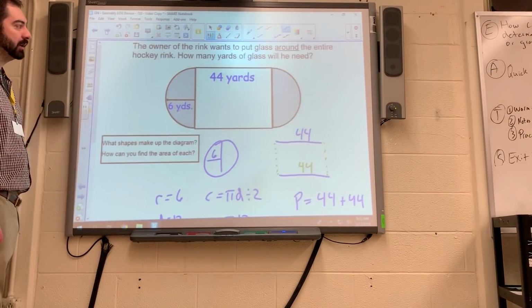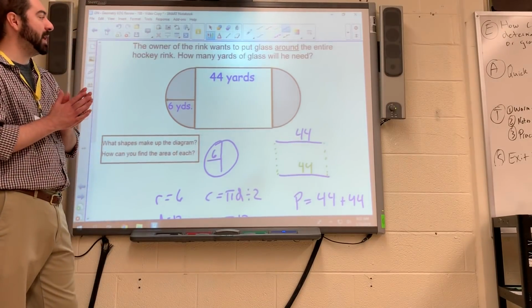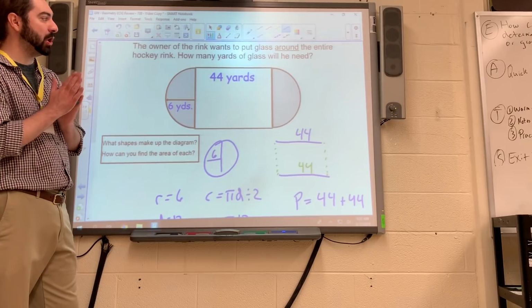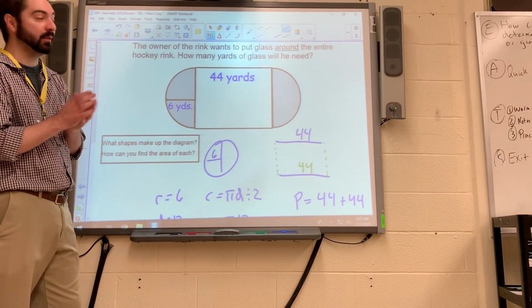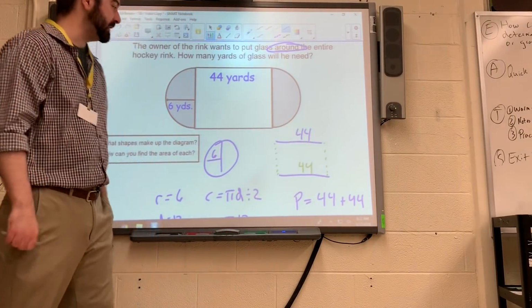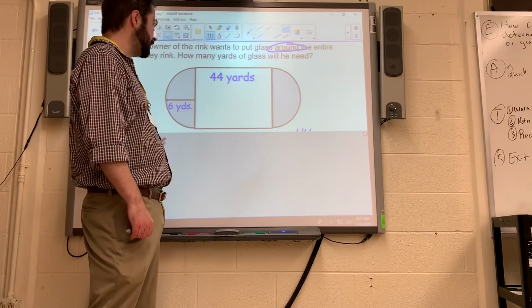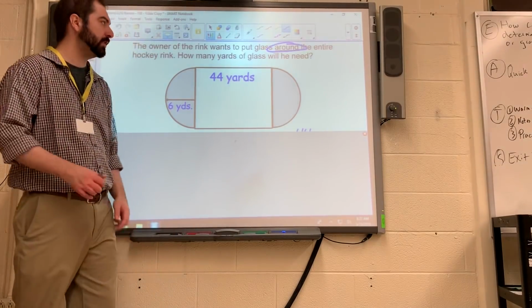And last one we'll take a look at today, the owner of an ice rink wants to put glass around the hockey rink. How many yards of glass will they need? Right there, they're trying to tell you the distance around this picture. Well, I know how I find the distance around a circle's circumference. That's pretty easy stuff. The only part that's a little tricky with this is I got to think, well, what part are they actually going around?